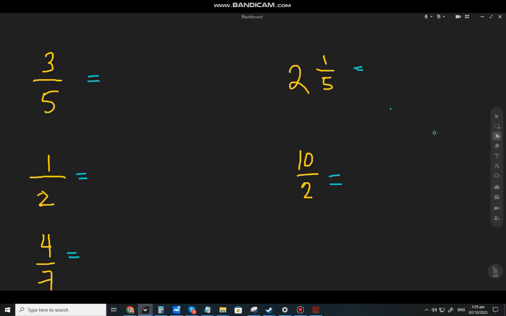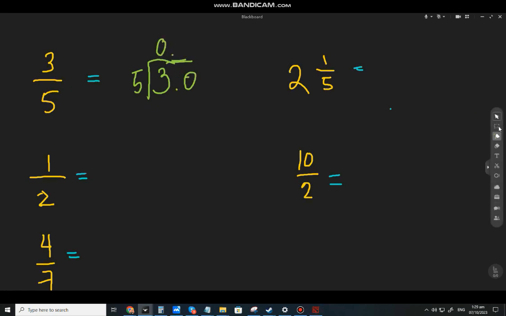Now, if you're going to convert fractions to percent, you have to convert it to decimal first, then into percent. So let's do it. So 3/5, convert it to decimal first. Since you don't have a calculator, you have to do the manual method.